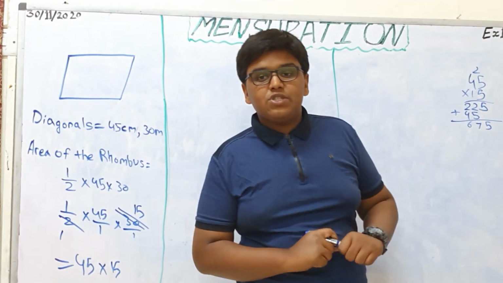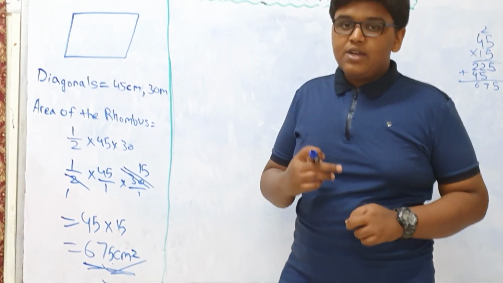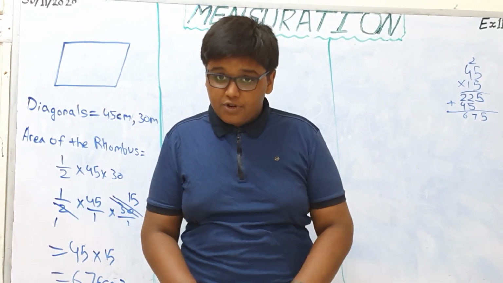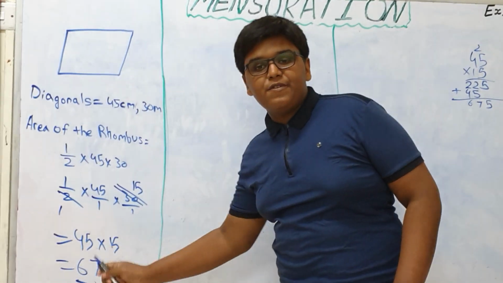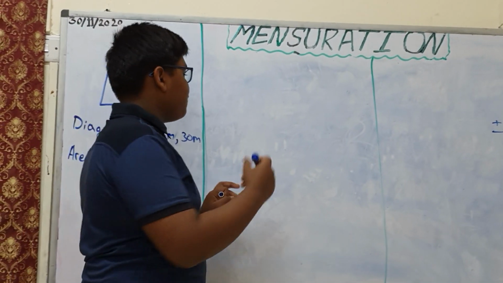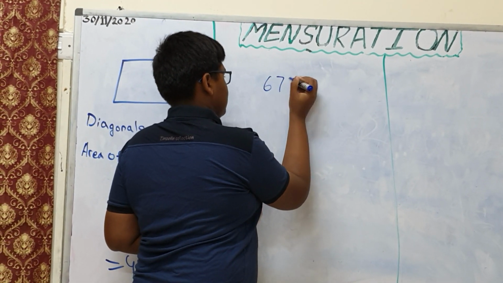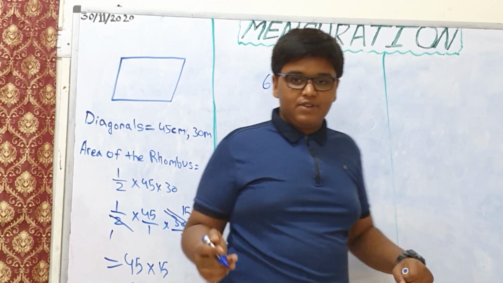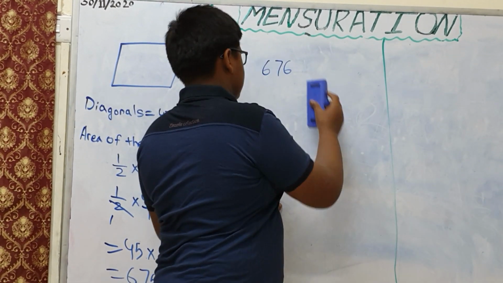Now they are asking the area of the whole floor. We have found the area of only one tile. So now we are going to multiply 675 into 3000. It's 3000 given there. 3000 is the total number of all the tiles given.